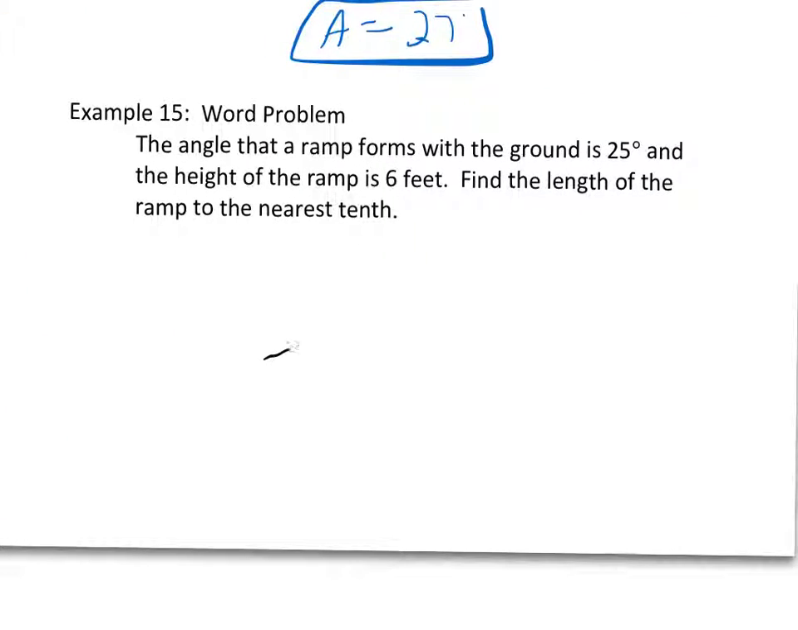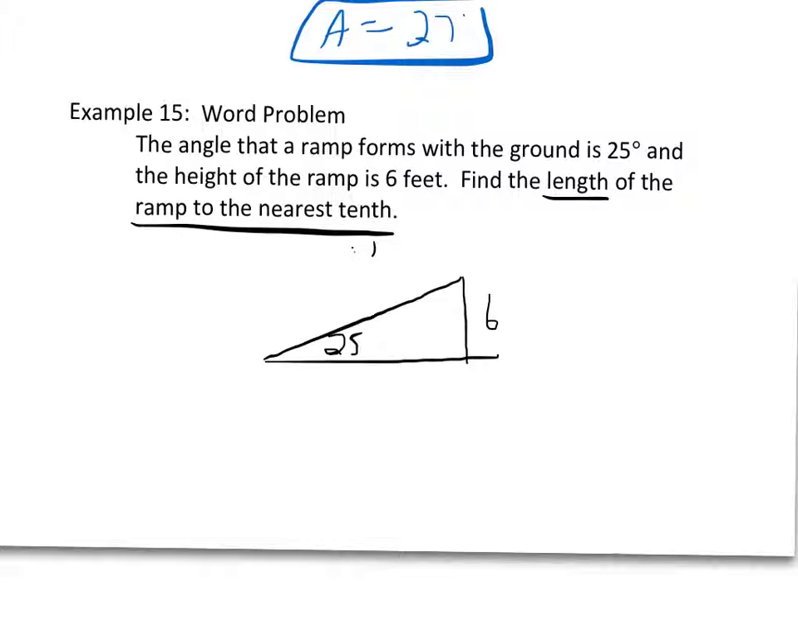Our last question here, we have to draw a picture. We're talking about a ramp that forms an angle with the ground of 25 degrees. The ramp is 6 feet tall. What's the length of the ramp to the nearest tenth, which is 0.1? That's 1 decimal place. And here is the ramp. That's also the hypotenuse. Here's your right angle with the height with respect to the ground. If we're looking from this angle, we're given the opposite side, and we're looking for the hypotenuse.